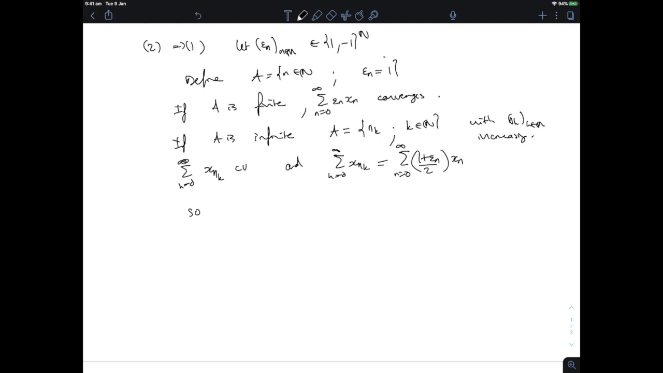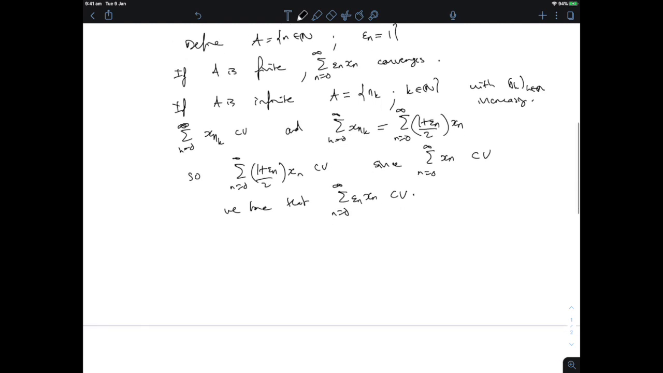So the sum of (1 plus epsilon_n)/2 times x_n converges. But since the sum of the x_n themselves converges, we have that the sum of epsilon_n x_n has to converge too. And that proves 1. So we have proven that 1 and 2 are equivalent. Now let's have a look at the equivalence between 2 and 3.